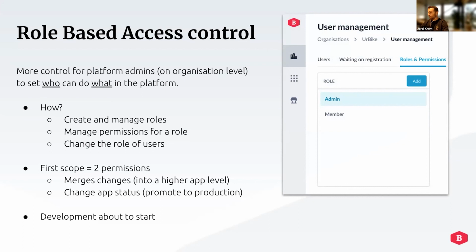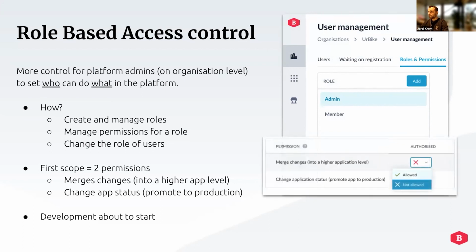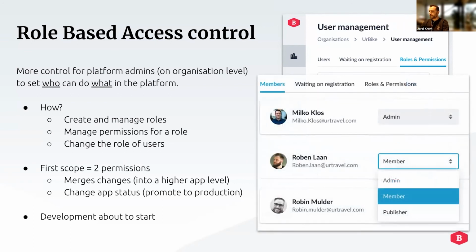When you have set up your roles, you can assign permissions to them, and you can say per role if they are allowed to perform this permission or not. And of course, as the last step, you are able to change the existing role of a member so that you can assign them to the right role and give them the permissions that it brings.